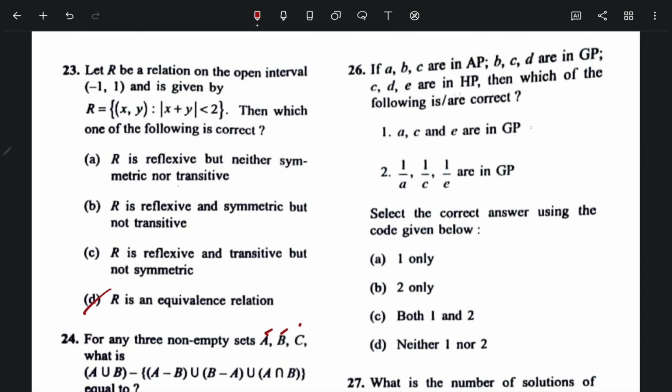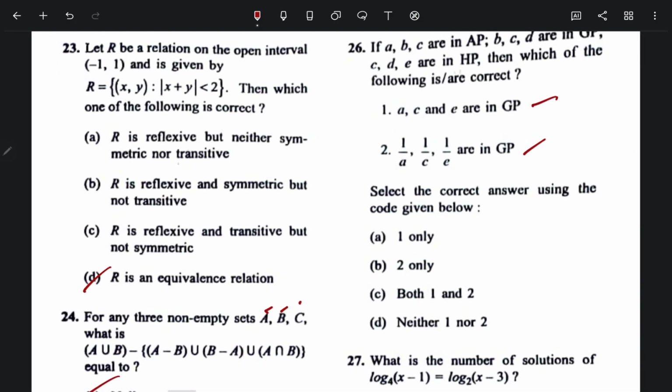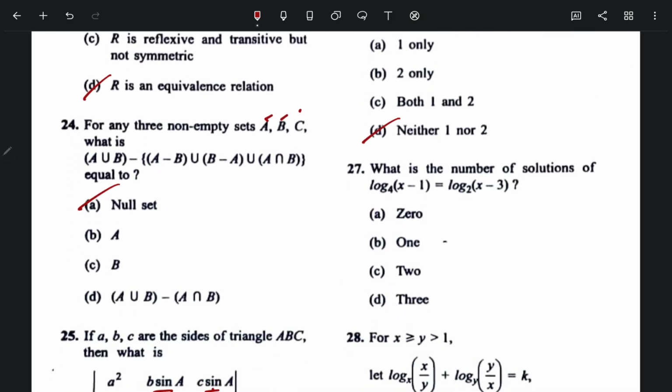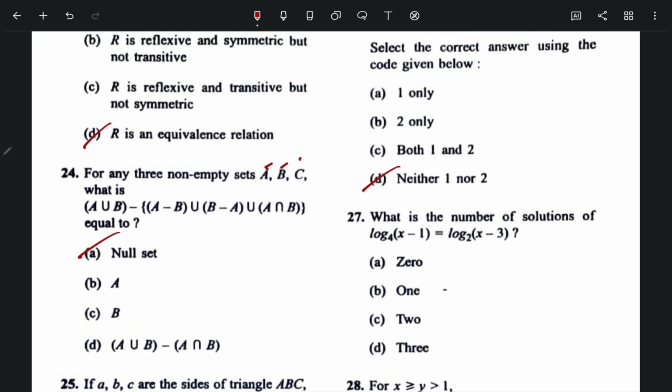And here both are wrong. If this is wrong, then this will also be wrong. Okay, so the first one will be wrong. You can easily check that. So it will be neither 1 nor 2. So 27, the answer is C.